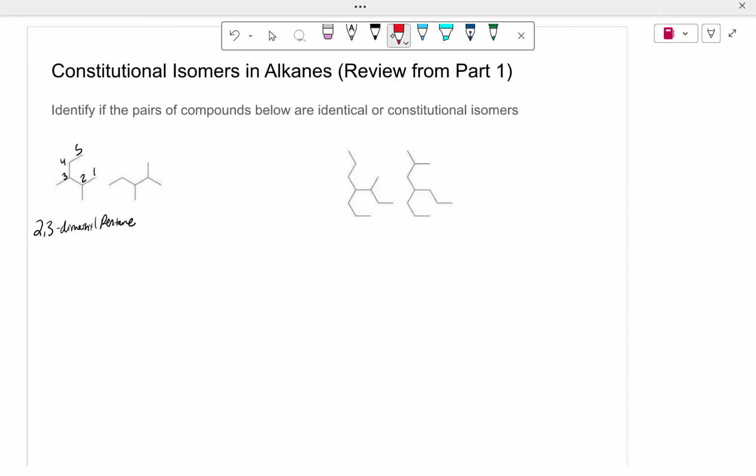Now let's do that with the one on the right here. And again, I'm skipping through a few things, assuming you've worked on nomenclature and that you're getting pretty good at it. But the longest parent chain here is this, and I'm numbering it so that the substituent encountered first gets the lowest number. So we note with this that it has the same name, 2,3-dimethylpentane. Same name means they are identical compounds. They are not isomers. They are identical.